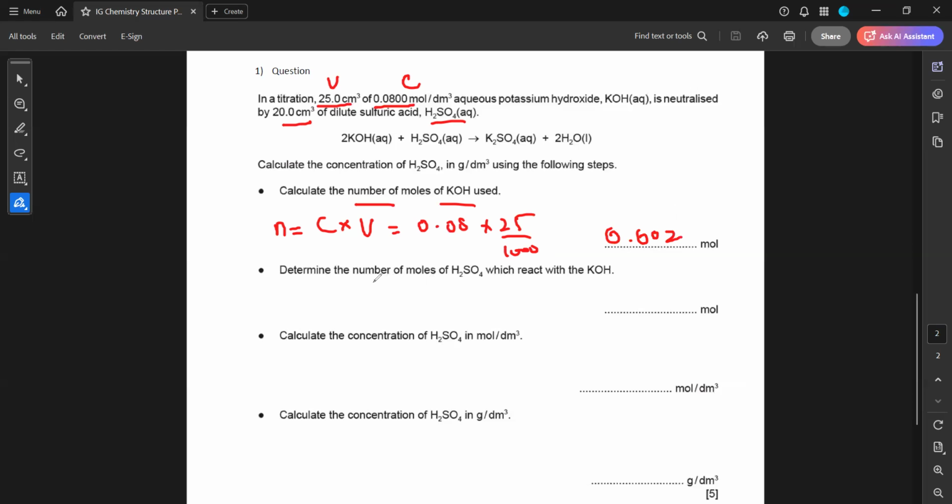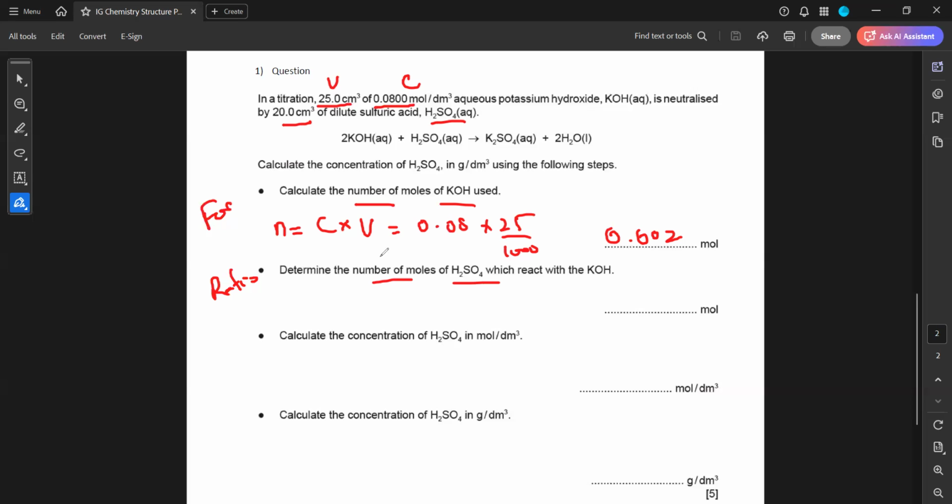The next is to determine the number of moles of sulfuric acid which we have. For a moles question, when we solve the first part by formula, the second part we will use a ratio. So what ratio will we take? We'll take a ratio between potassium hydroxide and the sulfuric acid.